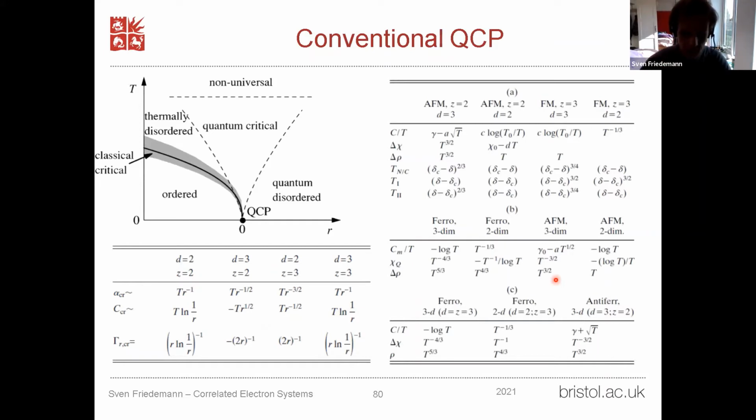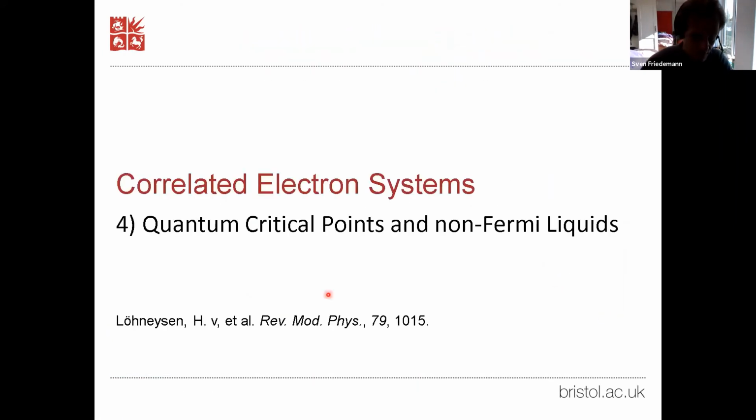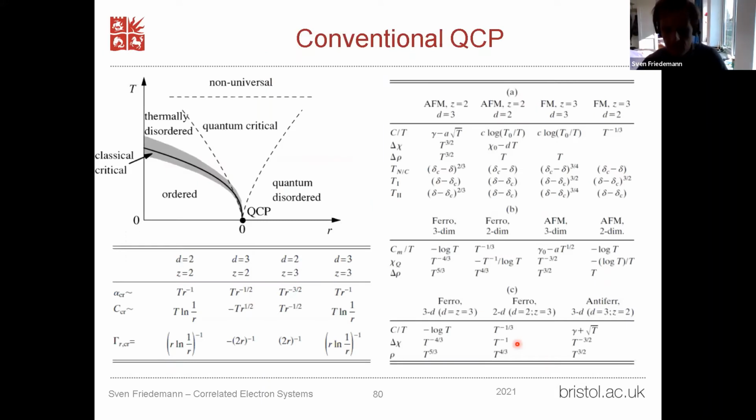For an overview of this, you can actually look at the reference that I've listed here on the first slide. This review of Hilbert von Löhneysen. Very good reference for all of that. You'll in particular find also this table there. So if you look for a material which is characterized by a certain dimensionality, say 3 dimensions, and a certain dynamical critical exponent Z. So that's, for instance, for an antiferromagnet, Z is 2. For a ferromagnet, Z is 3. That means that you'll get now certain specific behavior in the temperature dependence of certain quantities.